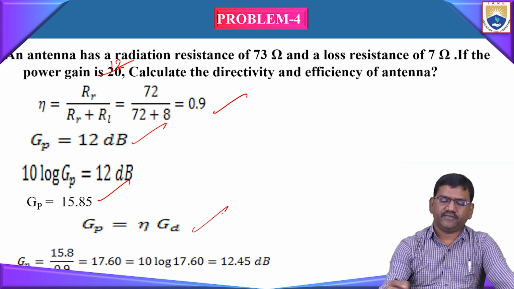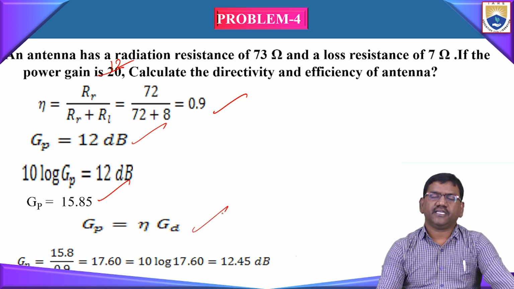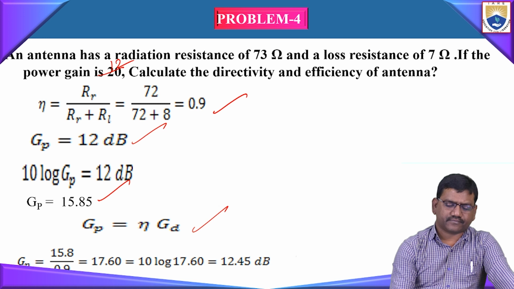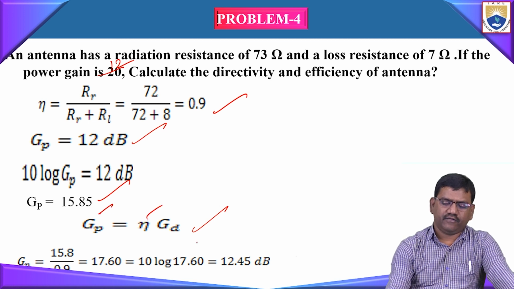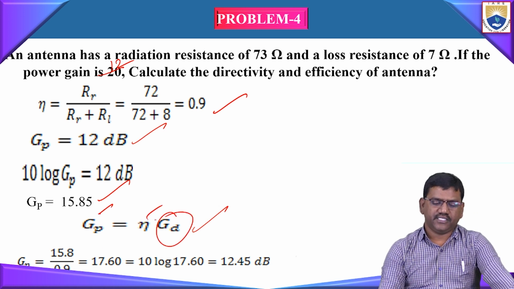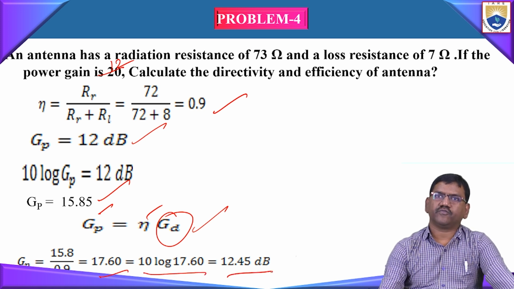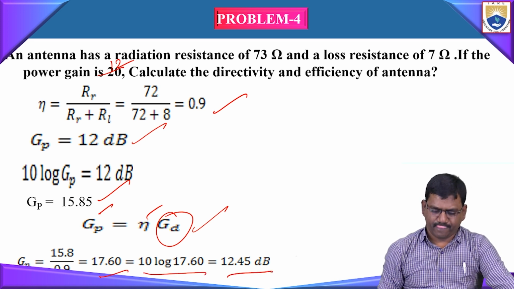And there is a relationship between the power gain and the directivity. GP is equal to eta GD. If you substitute the GP value and the eta, you will get the value of GD here. So GD is equal to 17.6, which we convert into dB, and you will get 12.45 dB here.